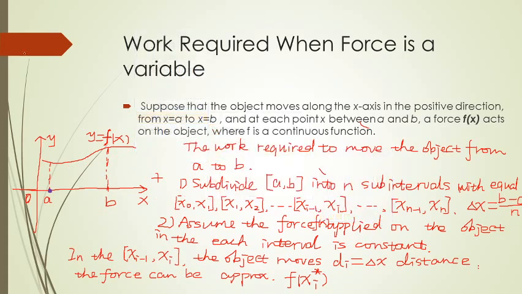Let me use a different color. So here in the i-th subinterval, xi minus 1 to xi, the object moves delta x distance. And then how can we get the constant? In this i-th subinterval, because it's a very small piece, a very small distance, we can assume the force is a constant.